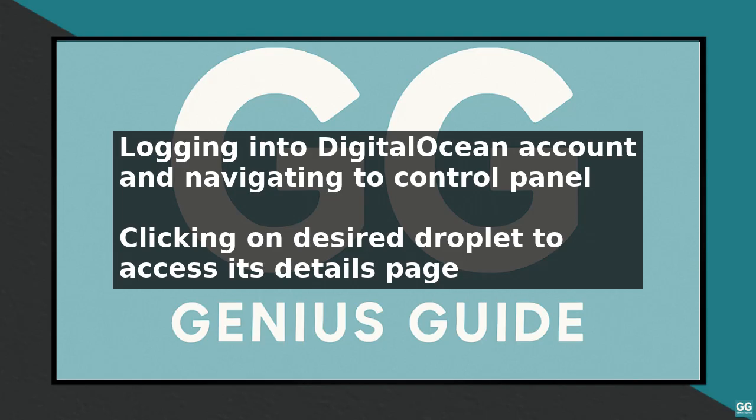In the Droplet Details page, click on the Snapshots tab. Then click on the Take Snapshot button. You will be prompted to enter a name for your snapshot. Choose a name that is descriptive and easy to identify.